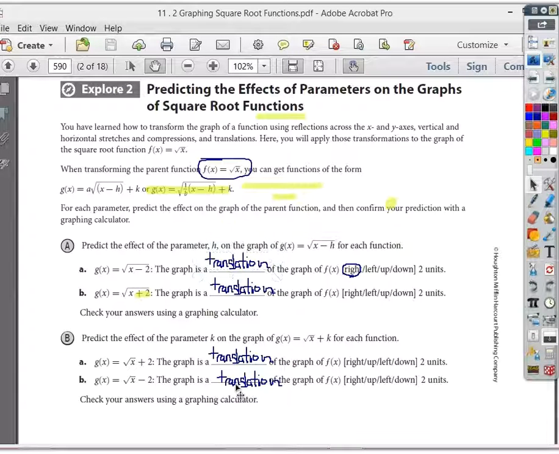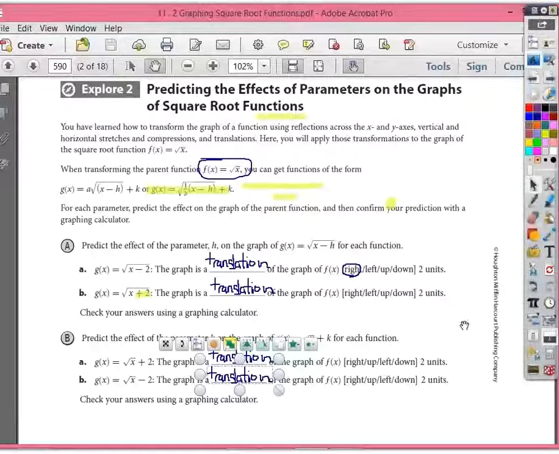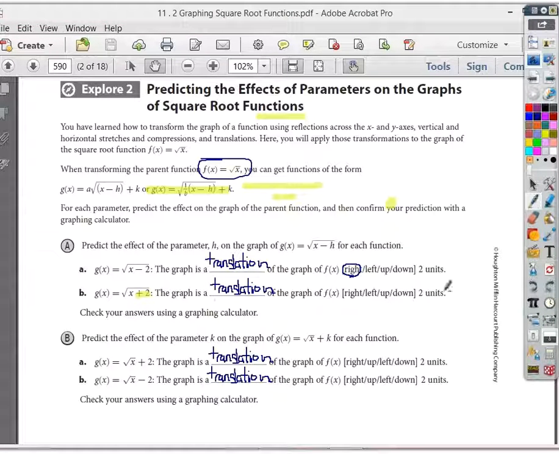Okay, so these are all translations because they're all either inside or outside addition or subtraction, and those types of transformations will be translations. All right, and so here we've got going left 2 units. Okay, now then on B, you see that the addition and subtraction is now outside of the square root sign. And therefore, we're going to be looking at an outside operation, outside addition on A, and outside addition on B.